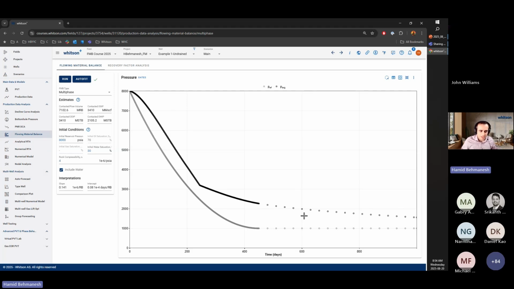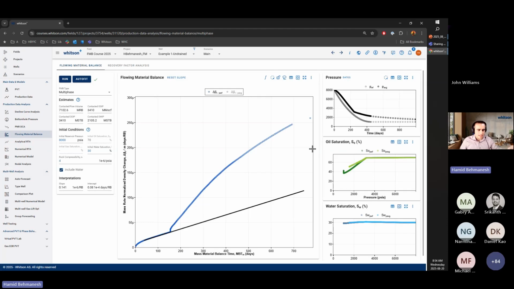Everybody knows that the average reservoir pressure is always above the bottom hole pressure, so it could be an indication of whether you picked your slope correctly or not. We will add this in the next half an hour. Also, there was very great information on the water saturation changes.